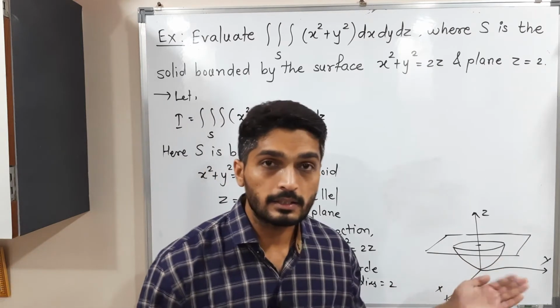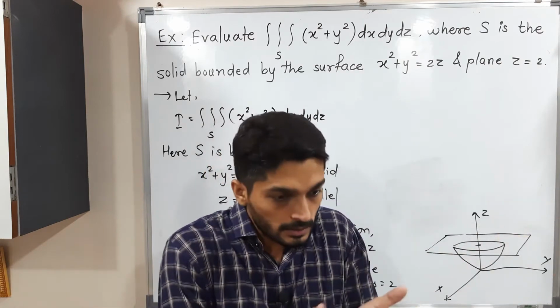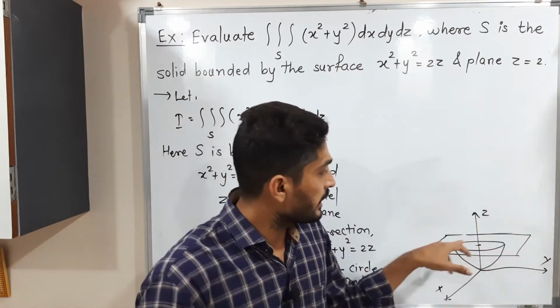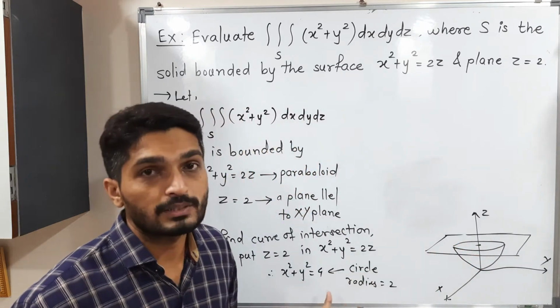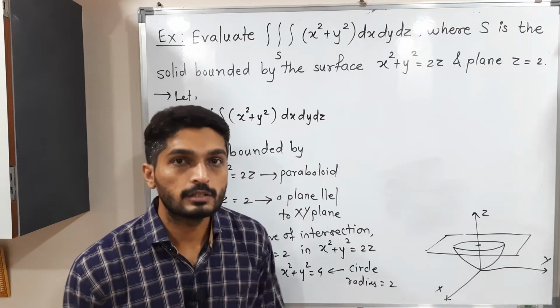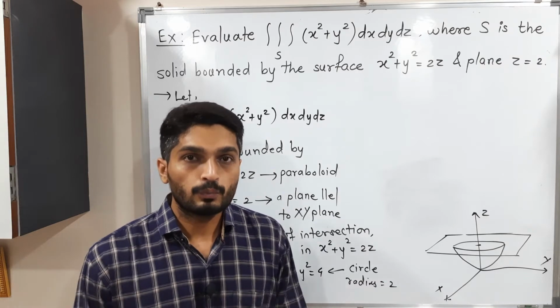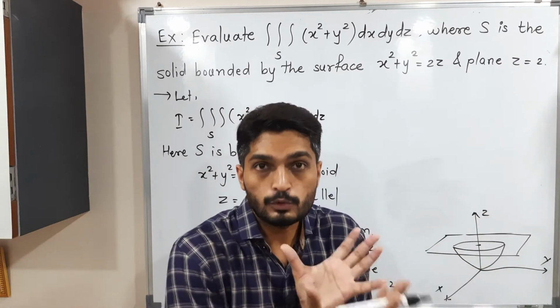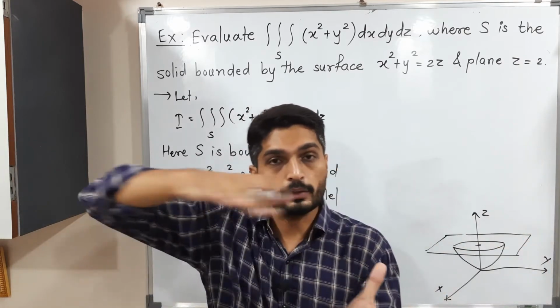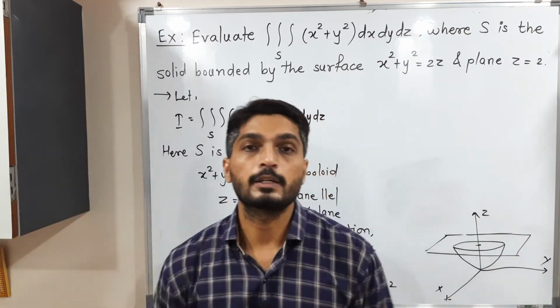As you can see here, this is a plane we have, and this is the paraboloid surface we have. They intersect in one circle whose equation is x square plus y square is equal to 4, having radius 2. So we have understood the region: it is bounded by the paraboloid and bounded above by the plane z is equal to 2.